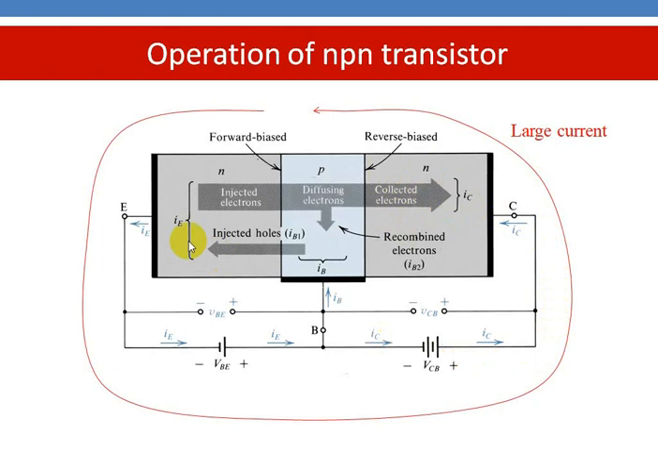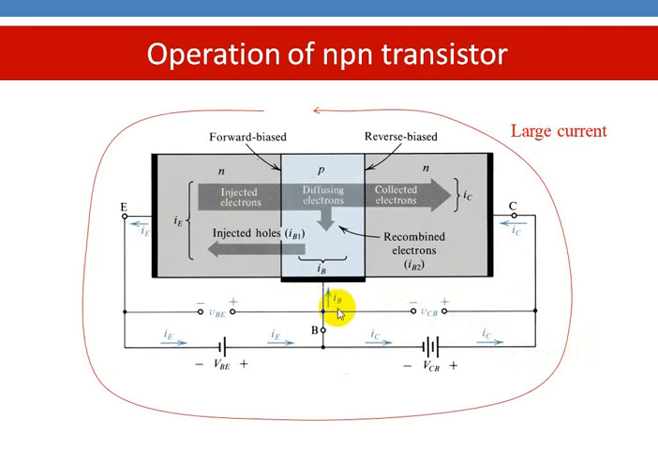And as a result, the electrons are moving like this, and a few electrons combine with holes here, which will be constituting base current. So this is how the electrons will be flowing from emitter terminal to collector terminal. As a result, the collector current will be flowing like this, opposite to the direction of flow of electrons. So it will be flowing like this, from right to left. So this is how the NPN transistor works.